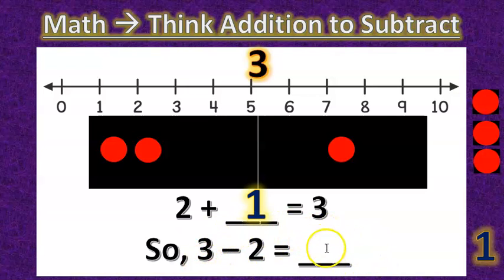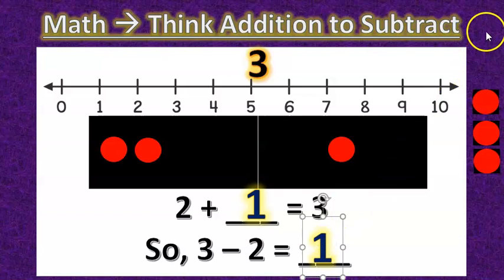What number goes here? What number is up here, but it's not down here? 1. Good job. So let's get 1 and insert 1 there. Now our subtraction equation is finished. Let's read it. 3 minus 2 equals 1. Let's read it again. 3 minus 2 equals 1.